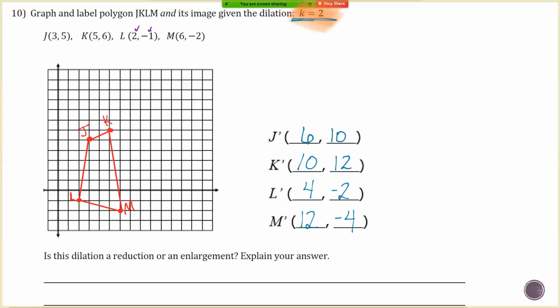Now I'm going to go through and plot all 4 of these ordered pairs. When I label them, they're not going to be J, K, L, and M anymore. They're going to be J prime, K prime, L prime, and M prime. So when I graph J prime, it is at 6, 10. So I'm starting at the origin. I'm going right 6 and up 10.